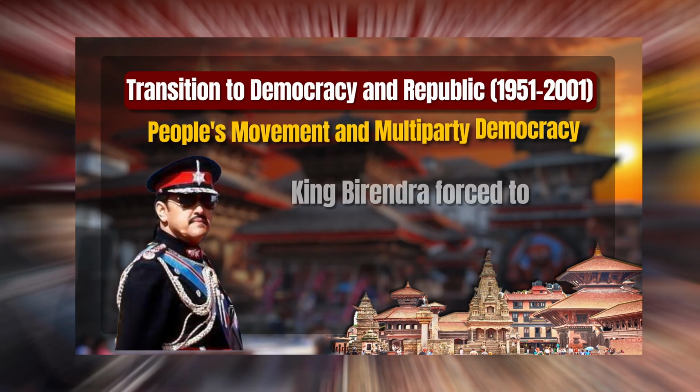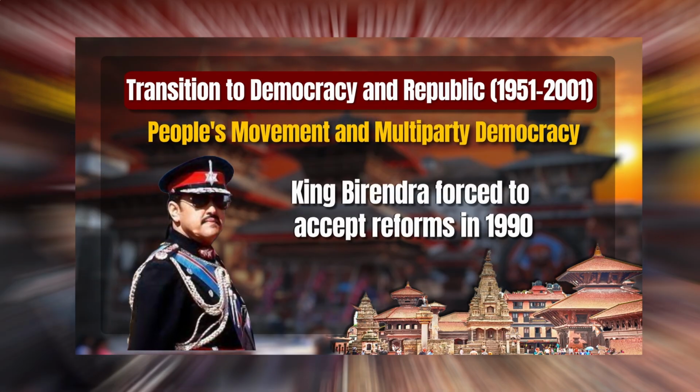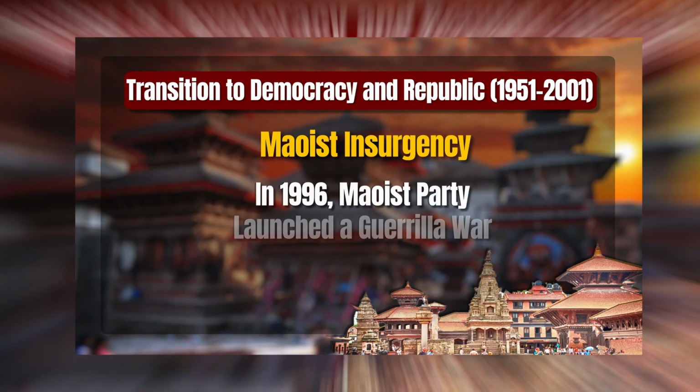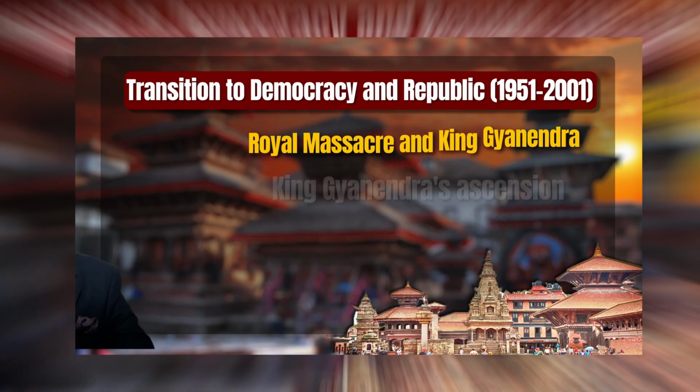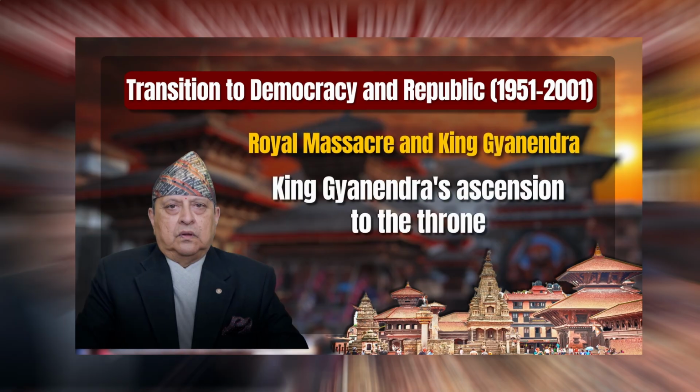In 1990, the People's Movement forced King Birendra to accept reforms, leading to the first multi-party elections in 1991. Starting in 1996, the Maoist party launched a guerrilla war to overthrow the monarchy, resulting in a decade-long civil war that killed thousands. In 2006, a peace agreement ended the civil war. The Nepalese royal massacre of 2001 led to King Gyanendra's ascension to the throne, and he assumed greater powers.